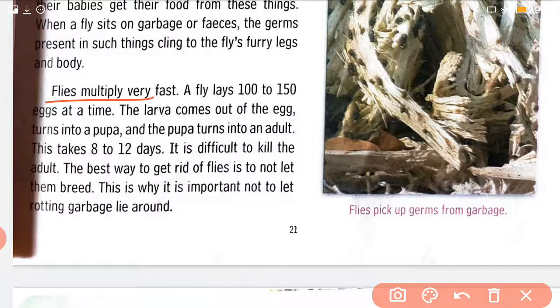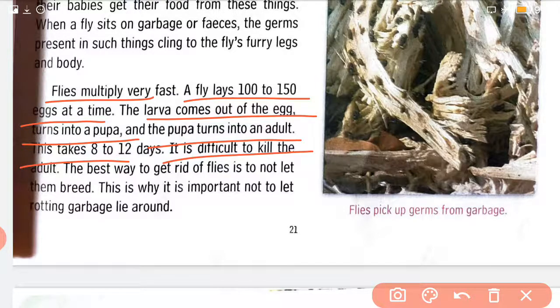Flies multiply very fast. A fly lays 100 to 150 eggs at a time. The larva comes out of the egg, turns into a pupa. The pupa turns into an adult. This takes 8 to 12 days. It is difficult to kill the adult. The best way to get rid of flies is not to let them breed. That is why it is important not to let rotting garbage lie around.